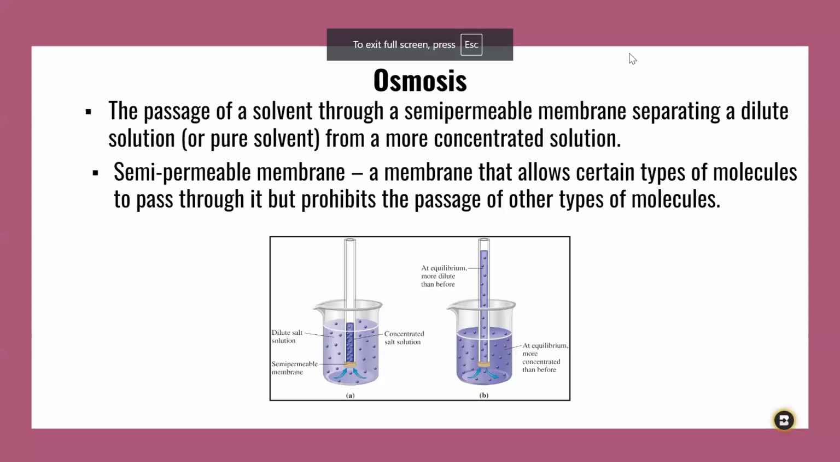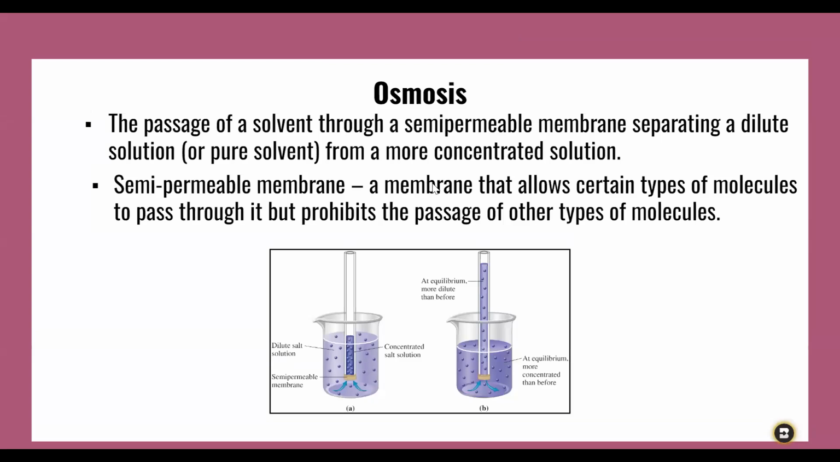Before we go to the last colligative property, which is osmotic pressure, we have to understand what osmosis is. Osmosis is the passage of a solvent through a semi-permeable membrane, separating a dilute solution from a more concentrated solution. This is clearly here, semi-permeable membrane, okay? Then this is dilute salt solution, this is concentrated solution. So semi-permeable membrane is a membrane that allows certain types of molecules to pass through it, but prohibits the passage of other types of molecules, okay?